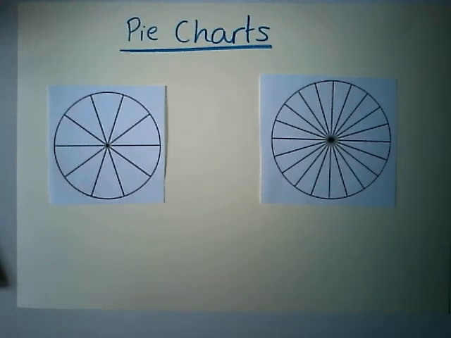Okay, in this video we're going to talk about pie charts. So I've got two pie charts sitting there. One has 10 sections in it and one has 20 sections in it, or segments. We sometimes call them segments. I like to think of a pie chart like a pizza, and that helps me when I'm trying to visualize the fractions and what fraction each segment represents.